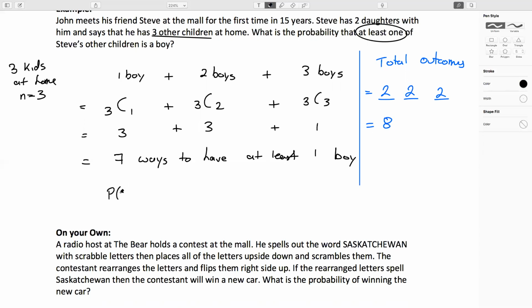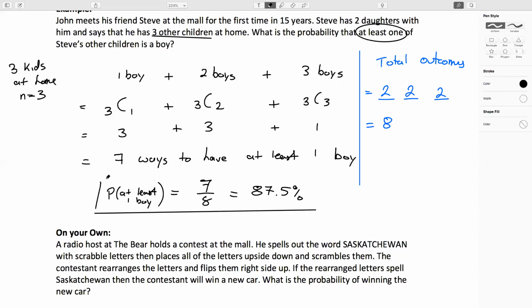The probability of at least 1 boy is 7/8, which means there's an 87.5% chance. And now this question is kind of tricky. I want to explain a couple things here. First of all, the at least is really what makes this question, because we have to split it into cases. Second of all, interpreting the actual answer at the end.